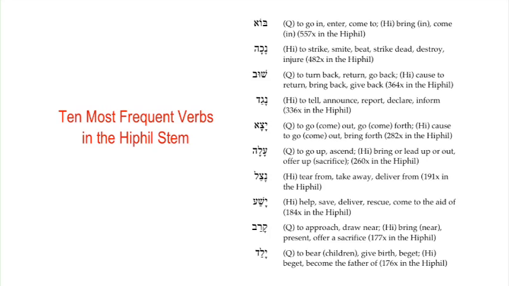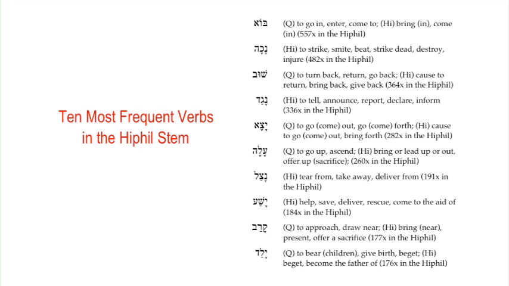Look at the first one, bo, the most common verb in the Hiphil stem. In the Qal, it means to go in, enter, or come to. In the Hiphil, it means to bring in. Now look at the difference here. To go in is the normal translation for the Qal, but in the Hiphil, it means to bring in or to cause something to come in. It's the causative nuance. But look at number 2, the verb nakah, to strike, smite, beat, strike dead, destroy, injure. It's kind of a mean verb. But look here.